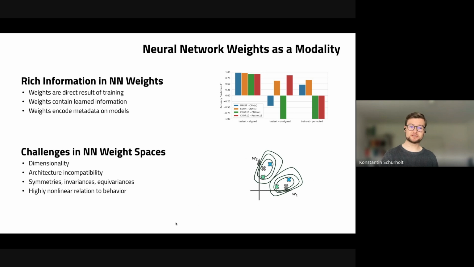And then also just generally, I know I said that weights are the most direct way of interacting with a model, but we don't really care about the weights. We care about model behavior, right? And the relation between changes in weights and changes in behavior is highly nonlinear. This again is something super common in machine learning, so not too particular to weight spaces, but it's also a relevant issue here.